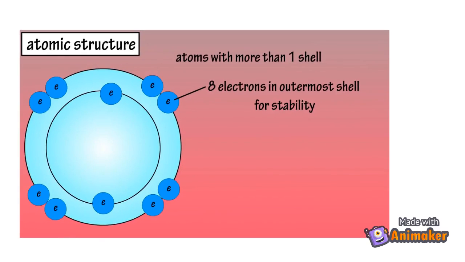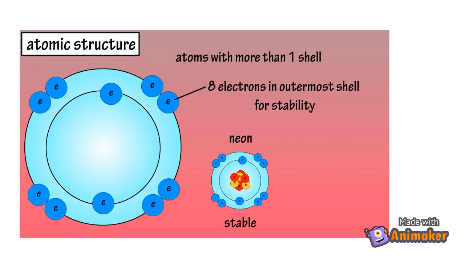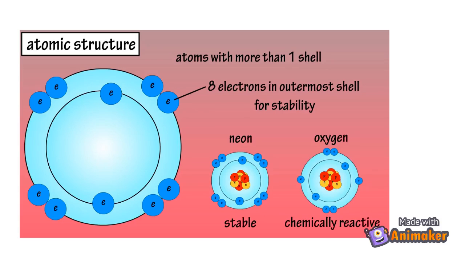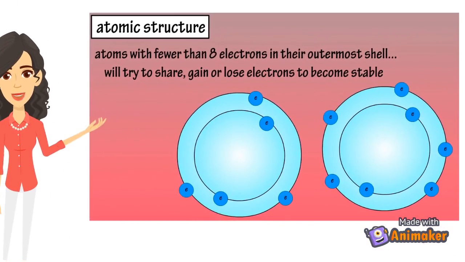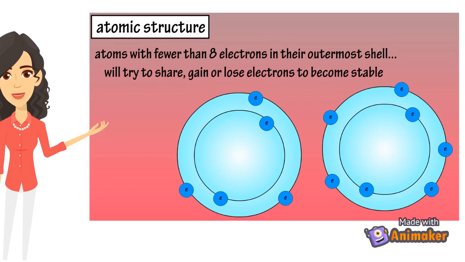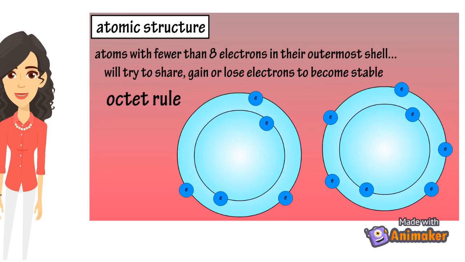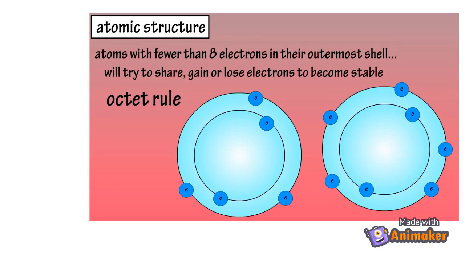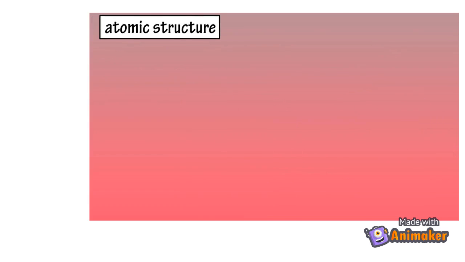If an atom has more than 1 shell, 8 electrons are required in the outermost shell for stability. For example, neon has 8 electrons in its outermost shell and is stable, while oxygen has only 6 electrons in its outermost shell and is chemically reactive. Atoms that have fewer than 8 electrons in their outermost shell will try to share, gain, or lose electrons in order to become stable. This is called the octet rule, but there are some exceptions, such as hydrogen and helium, which only have 1 energy level or shell.